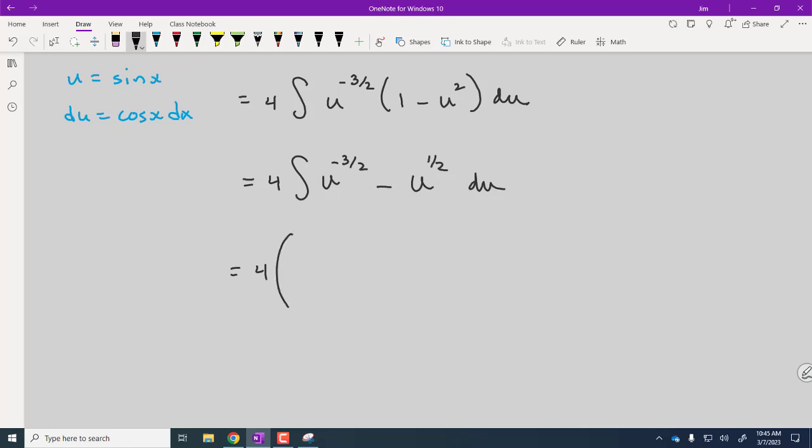We'll have 4 times, that's going to be u to the negative 1/2, adding 1, divide by the new exponent. So we're dividing by negative 1/2, so that's multiplying by 2. And then here we're going to get u to the 3/2 times 2/3 plus c.